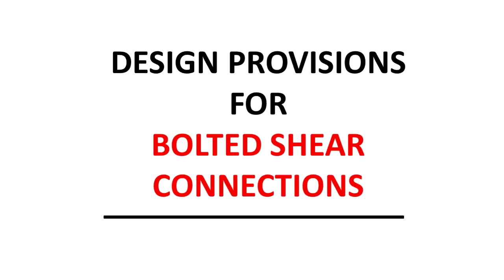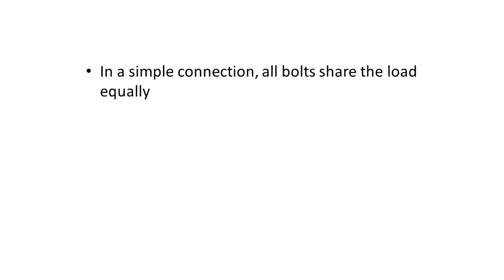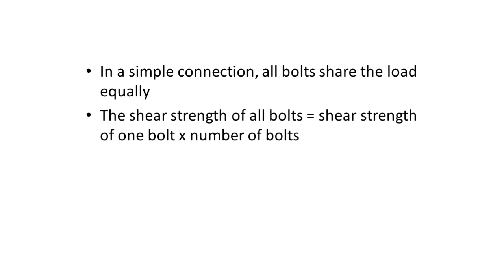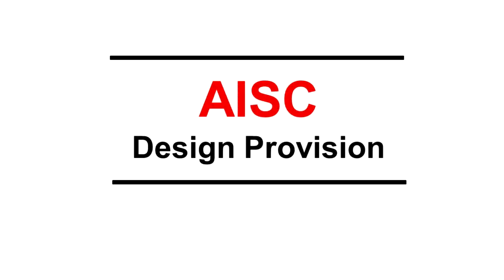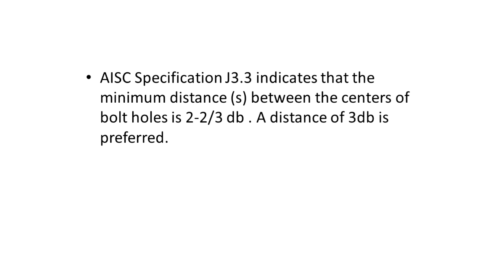Now we have design provisions for bolted shear connections. In a simple connection, all bolts share the load equally. The shear strength of all bolts is equal to the shear strength of one bolt times the number of bolts, and the bolts are subjected to shear and the connecting parts are subjected to bearing stresses. Now for the AISC design provisions, the minimum distance between the centers of bolt holes is 2 2/3 d, but a distance of 3d is preferred.